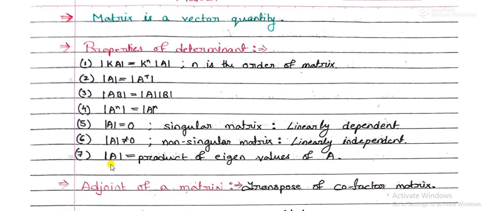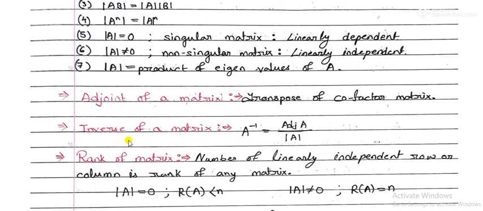Now what is the adjoint of a matrix? Adjoint of a matrix means the transpose of the cofactor matrix. Now inverse of matrix, A inverse equals adjoint A divided by determinant of A. Rank of matrix. What is the rank of a matrix? The number of linearly independent rows or columns is called the rank of the matrix.